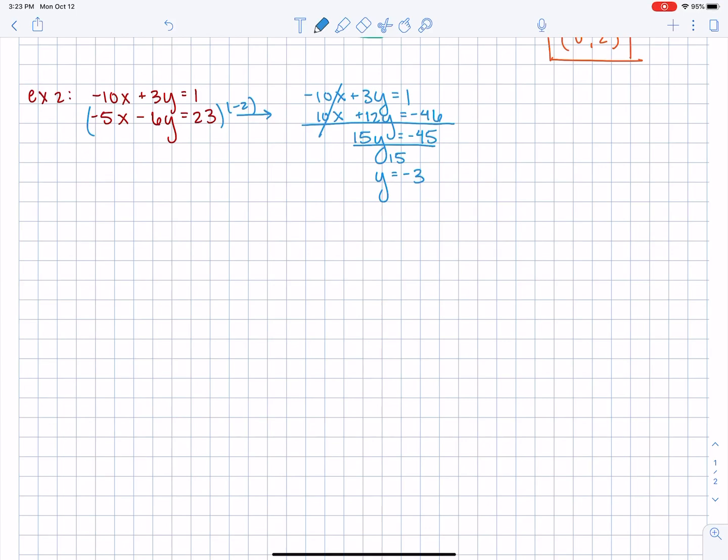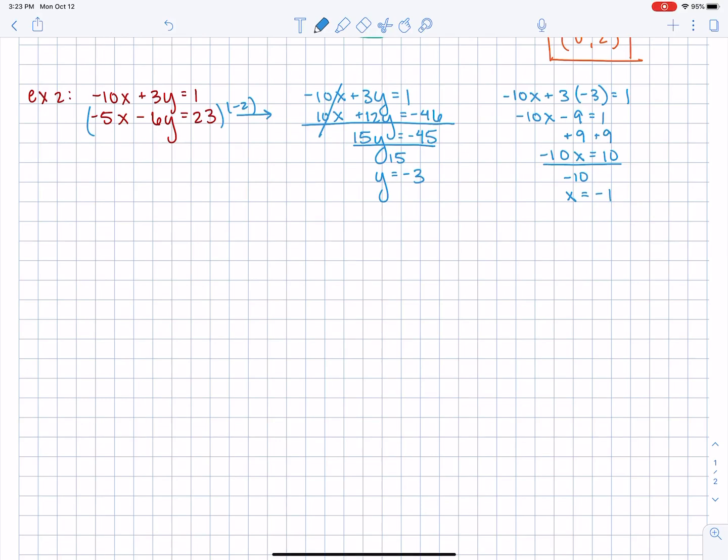Okay, so that was steps 1, 2, and 3. Now I got to go back, and you can actually substitute this in anywhere you want. I'm going to choose this top equation again. Negative 10x plus 3 times negative 3 is equal to 1. Negative 10x minus 9 is equal to 1. So we're going to add 9 on both sides. Negative 10x is equal to 10. Wow, this works out very nicely when we divide by negative 10. X is equal to a negative 1.